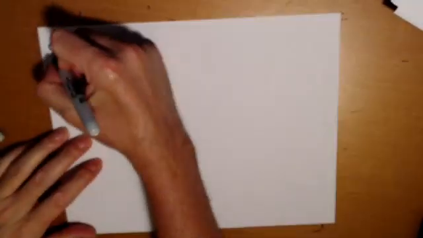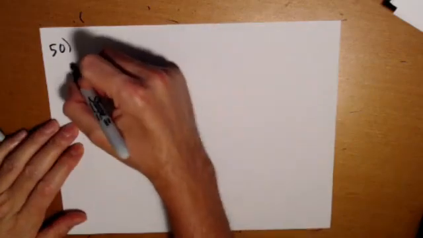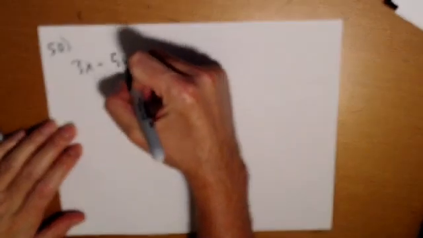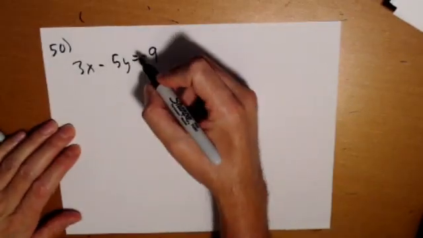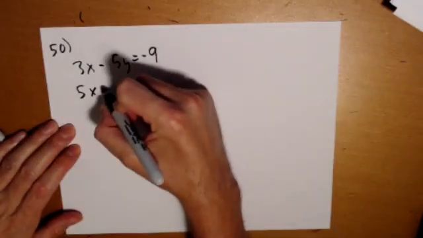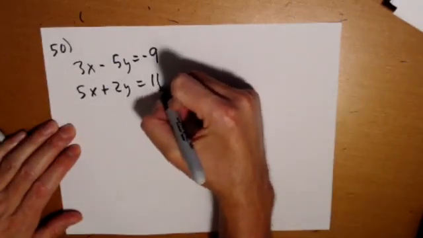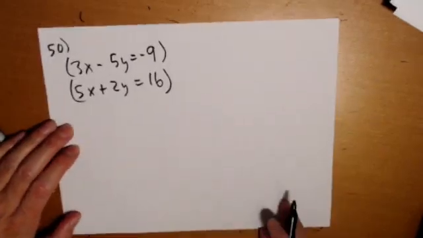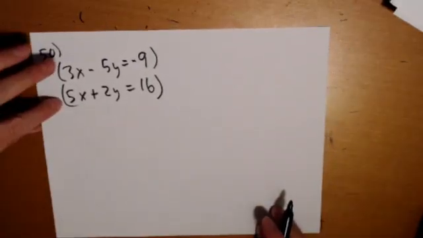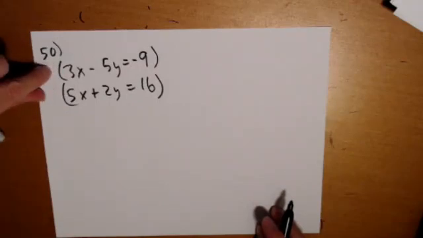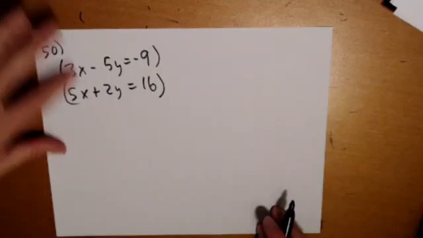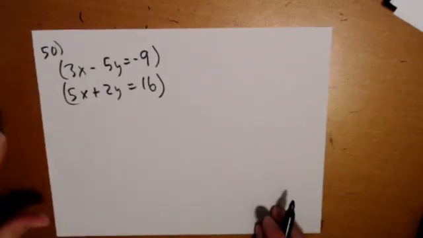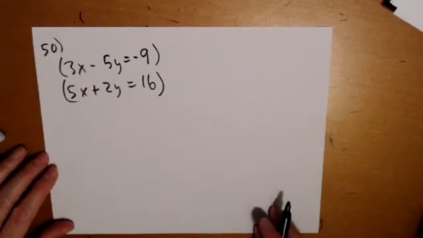So here's 50. 3x minus 5y equals 9. 5x plus 2y equals 16. So right now you might be saying to yourself, oh, multiply this by 5 and this by negative 3, and we'll get rid of the x's. That works. Keep going. That means you understand what's going on.